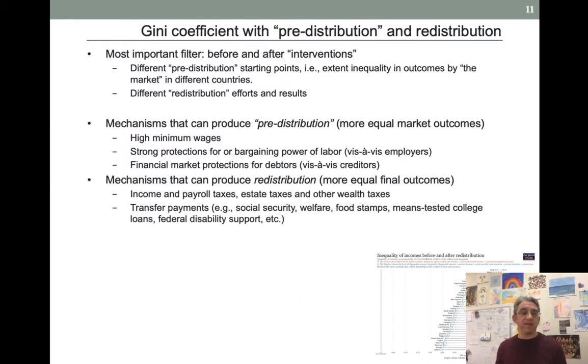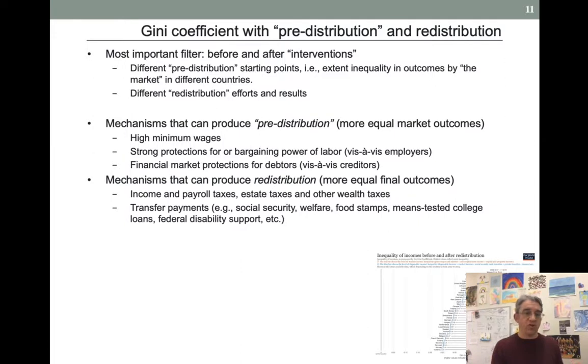Next, think about mechanisms that can produce redistribution, and these will probably be more familiar, but those are going to take whatever the market does and lead to a more equal final outcome in these cases. So income and payroll taxes are probably the easiest ones because you probably paid all of those already. Estate taxes or other taxes on wealth would be another form of redistribution, again, after the market has done what it does. And then from a policy standpoint, perhaps the biggest category of interventions are what we call transfer payments.